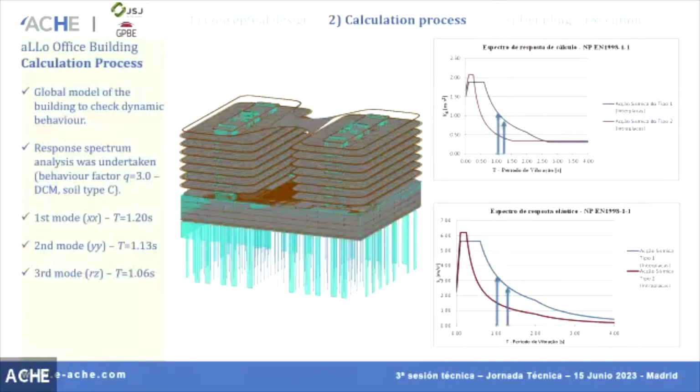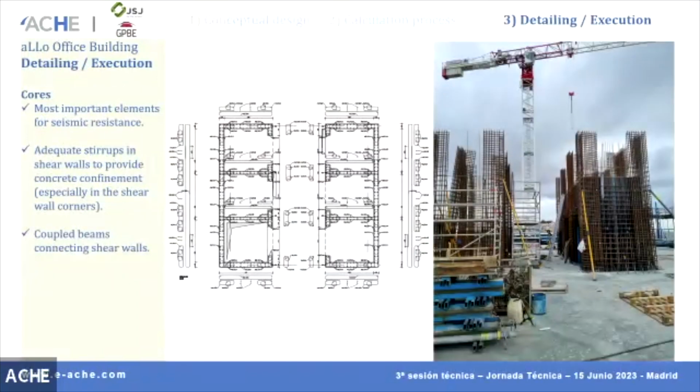Obviously, we had the calculation process also. We developed a global model to check the dynamic behavior of the building. We did a response spectrum analysis. It was a very well-behaved structure. It had the first two modes as translation modes and the third one a rotational mode. And with this model, we could calculate our cores and shear walls, and the reinforcement in them. And these elements are very important for seismic resistance, so you need to pay much attention to them.